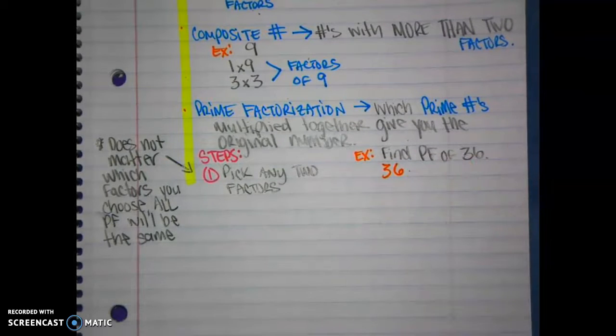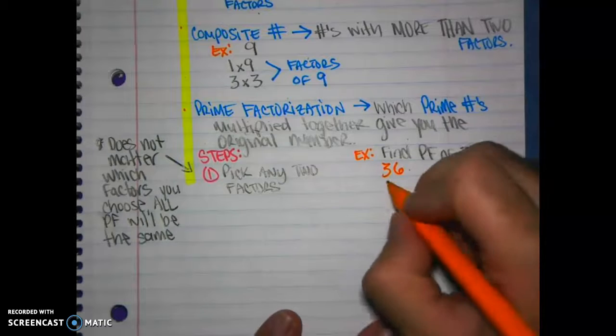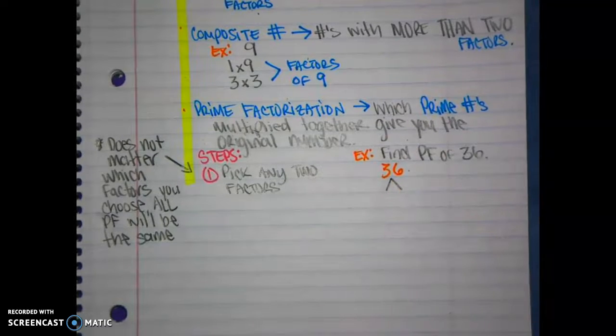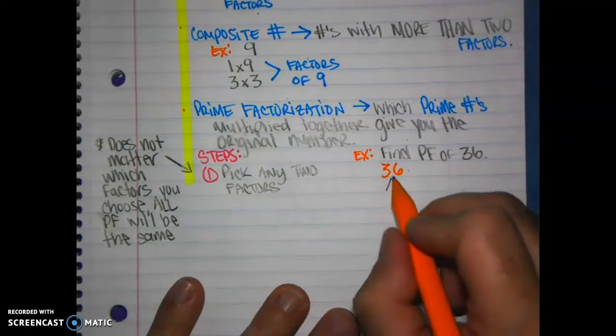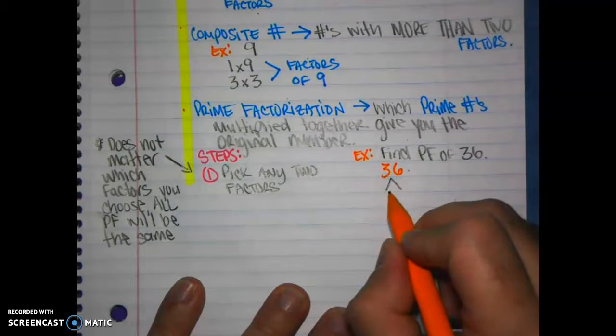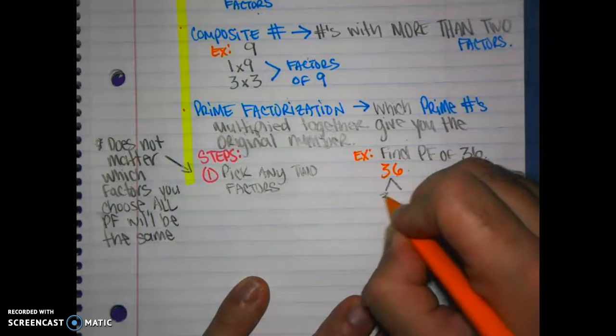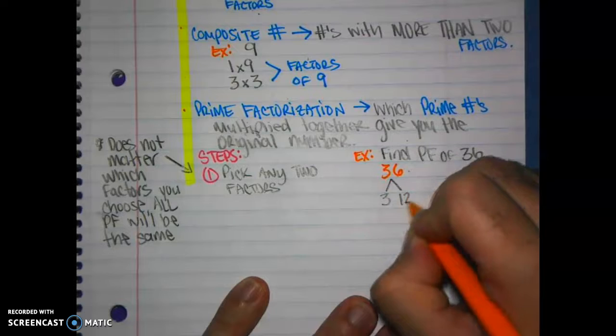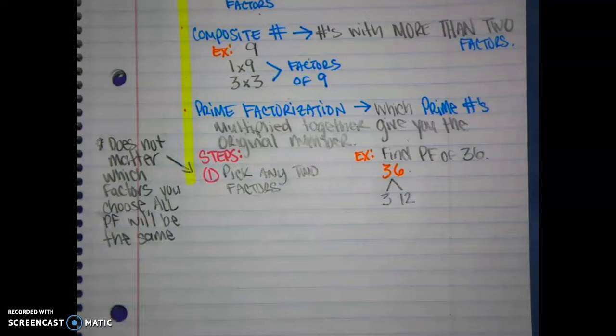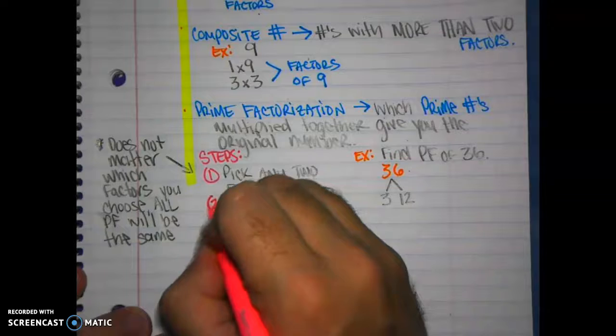So I'm going to take 36, and we're going to use what's called a factor tree. You're going to take 2 factors of 36. Well, I chose 3 times 12.